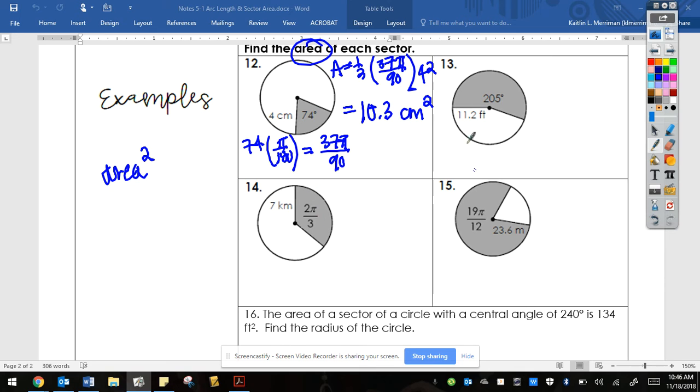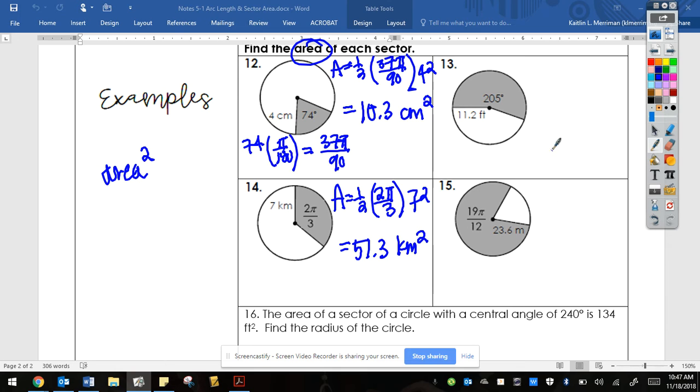All right, I'm going to do number 14, and then you guys are going to try 13 and 15. So this one's great because it's already in radians. So all you have to do is plug it into your formula. And you have 7 squared. All right. So if you type all of this into your calculator, you should get 51.3. All right. And then your units are kilometers, but because it's area, squared. All right. So you guys try numbers 13 and 15.